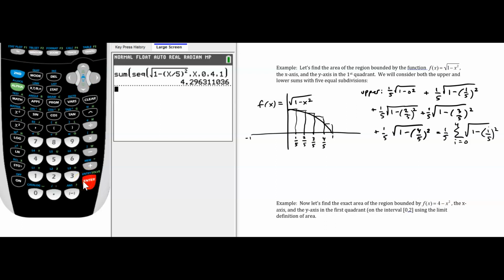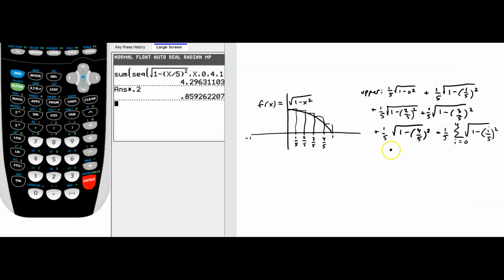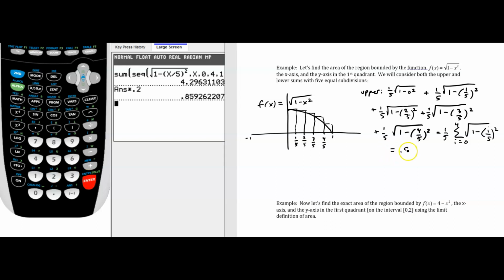Now we don't get an error, but remember, we need to multiply this by 0.2. And when we multiply it by 0.2, we end up getting our final answer that is the correct answer, and that is 0.8593. Okay, so that's my lower sum. Now let's, or I'm sorry, that's my upper sum. Now let's do the lower sum.